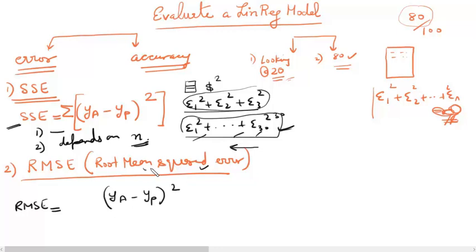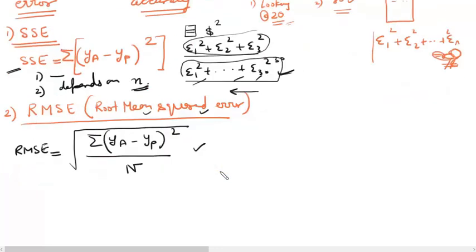What is the next word? It is mean. So take the sum of it and then find the mean. So I divide it by n to find the mean, and then I take the root of it. So I take the root of the entire thing. This is my root mean squared error. So I can easily find the formula by starting from the right hand side and going towards the left. So this is the formula of root mean squared error.